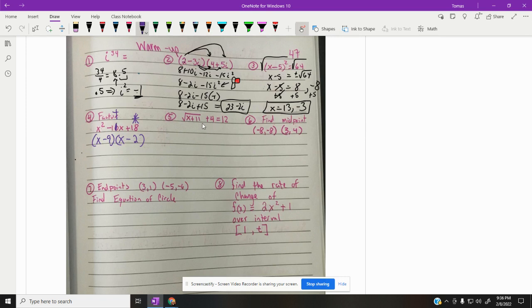Over here, again, we're solving for x, so we're going to subtract 4 from both sides first. And then we get 8. Now here, it's a square root, so we're going to square it. So we get x plus 11 equals 64, because now the square root is canceled by the square. Then we subtract 11, and we get x equals 53.